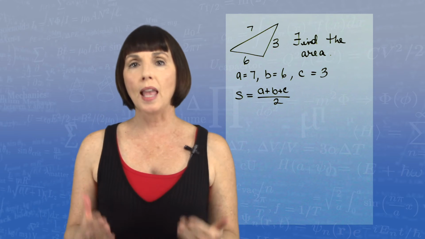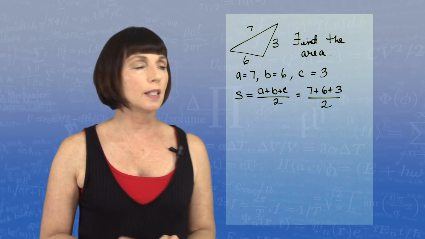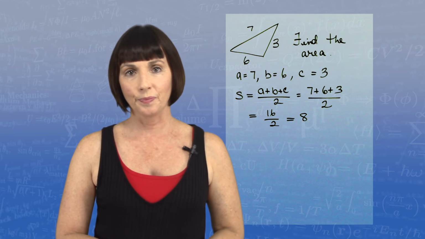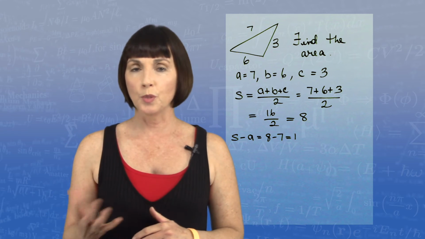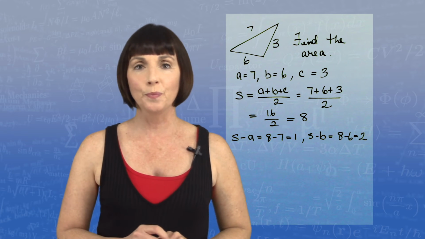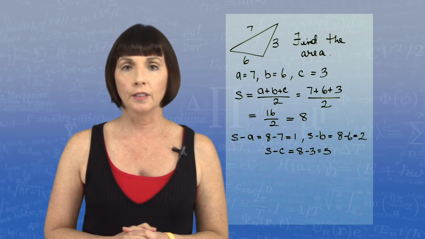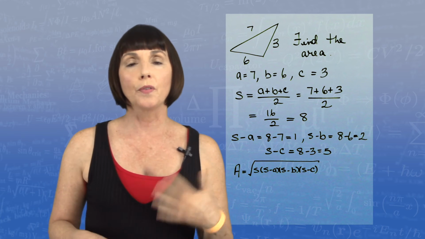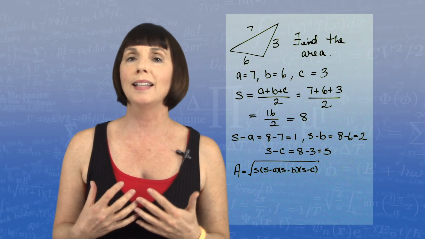S is equal to A plus B plus C over 2. So that's equal to 7 plus 6 plus 3 over 2, or 16 over 2, which is equal to 8. S minus A is equal to 8 minus 7, which is 1. S minus B is equal to 8 minus 6, which is 2. And S minus C is equal to 8 minus 3, which is 5. All right, so according to Heron's formula, the area is equal to the square root of S times quantity S minus A times quantity S minus B times quantity S minus C.